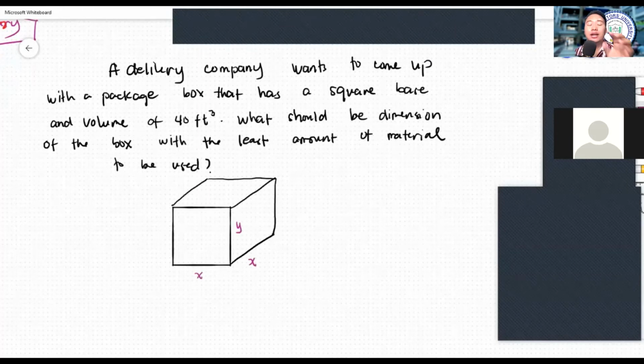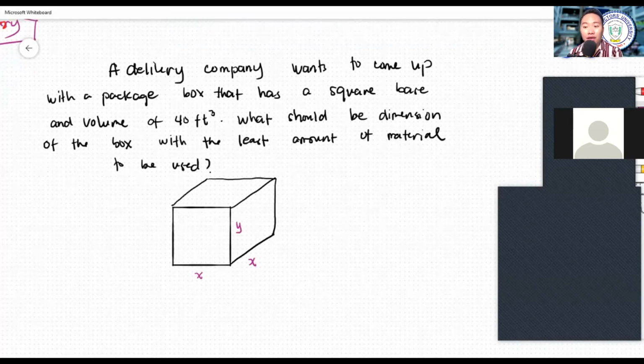The question here: why did you label the dimensions of the bottom part of the box? Who can answer? Why did I label the bottom part of the box as x? Why did I assume that they are equal?